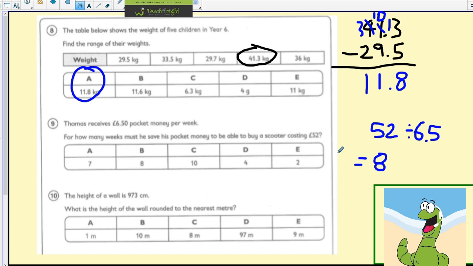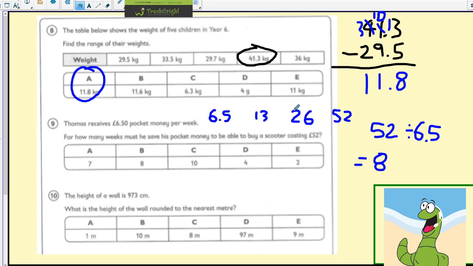Now, I think possibly the way I would have done this, if you don't like the division with decimals, is I would have gone £6.50. I would have doubled that to get to 13. So I know that's going to be 2 weeks because I've doubled it. If I doubled it again, I'd get to 26. So that's now 4 weeks. And I would double it again to get to 52, which is now going to be 8 weeks.